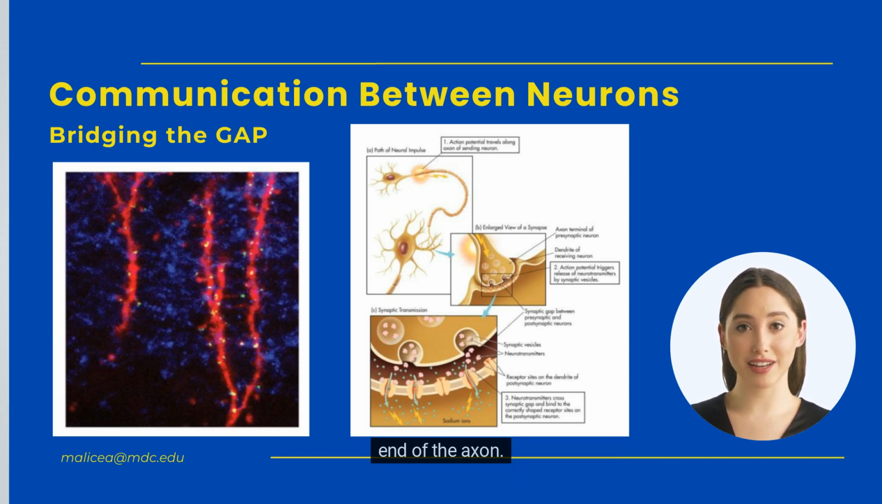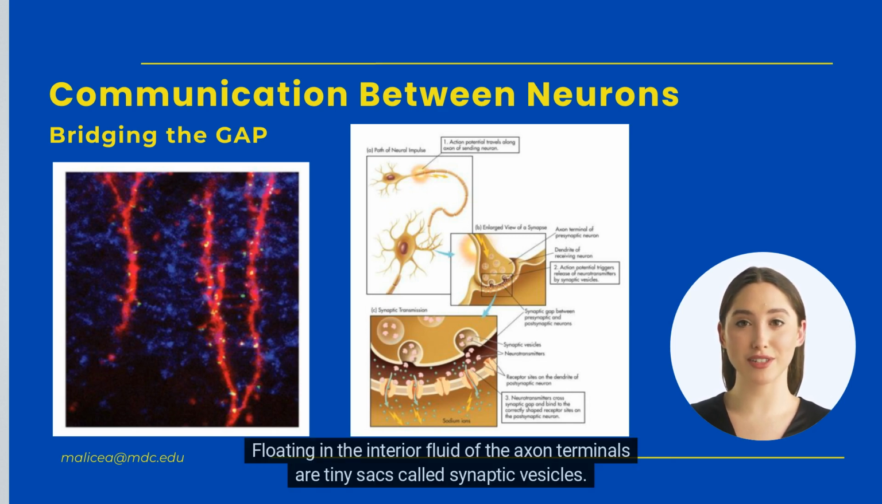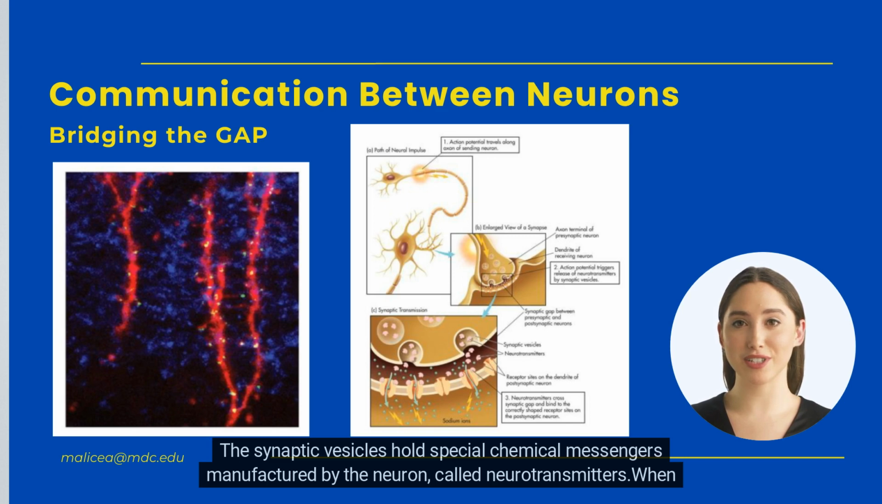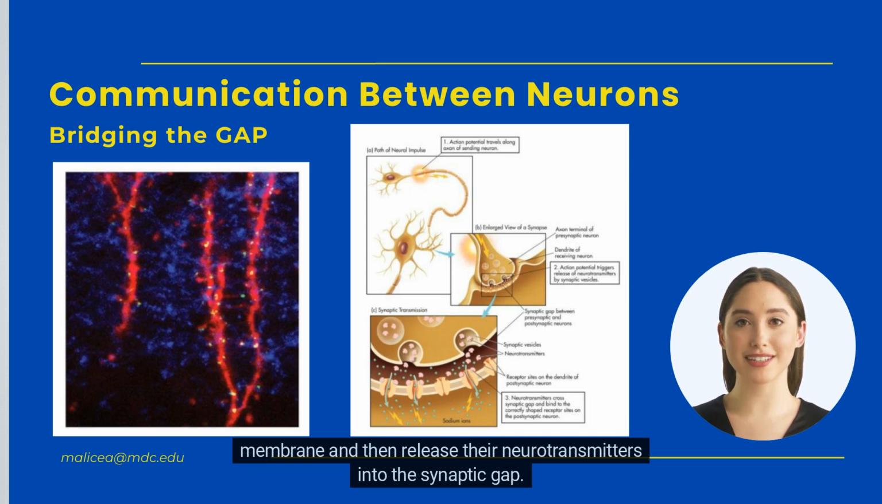In most cases, when the presynaptic neuron is activated, it generates an action potential that travels to the end of the axon. At the end of the axon are several small branches, called axon terminals. Floating in the interior fluid of the axon terminals are tiny sacs called synaptic vesicles. The synaptic vesicles hold special chemical messengers manufactured by the neuron, called neurotransmitters. When the action potential reaches the axon terminals, some of the synaptic vesicles dock on the axon terminal membrane and then release their neurotransmitters into the synaptic gap.